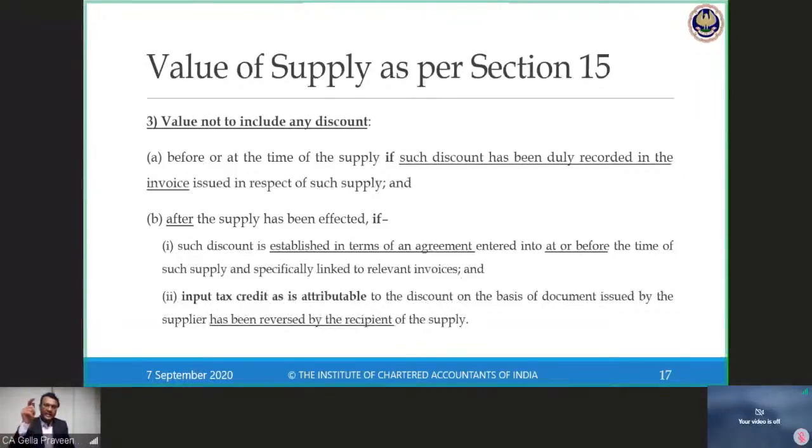it says input tax credit as attributable to the discount on the basis of the document issued by the supplier has been reversed by the recipient. Now look, nothing comes free of cost. The moment the government says, I'm going to give you a relaxation on that 360 rupees, it says, look, you as a supplier are reducing the 360. Now, from the government's perspective, that 360 rupees of credit was enjoyed by your customer. Have you ensured, you being a supplier, that the input tax attributable to the discount on the basis of the document issued by the supplier has been reversed by the recipient? How do you ensure that your customer has reversed the input tax? This is what the provision says.